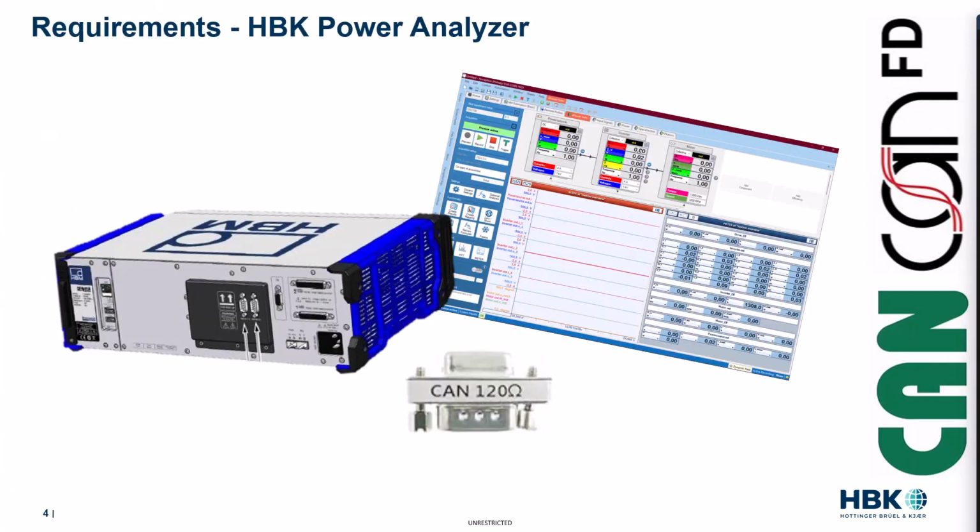The requirements are easy. So first of all, of course, you need a Genesis high-speed mainframe together with a Perception software. We call it Power Analyzer. And to make sure your bus is working properly, you should have a 120 ohm termination resistor available, whether it is built into your connector from the cable or wherever. But this is CAN standard.